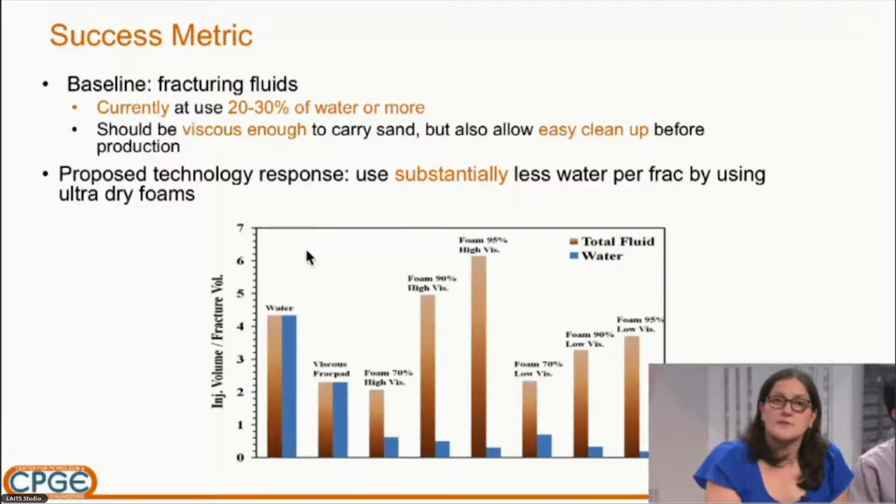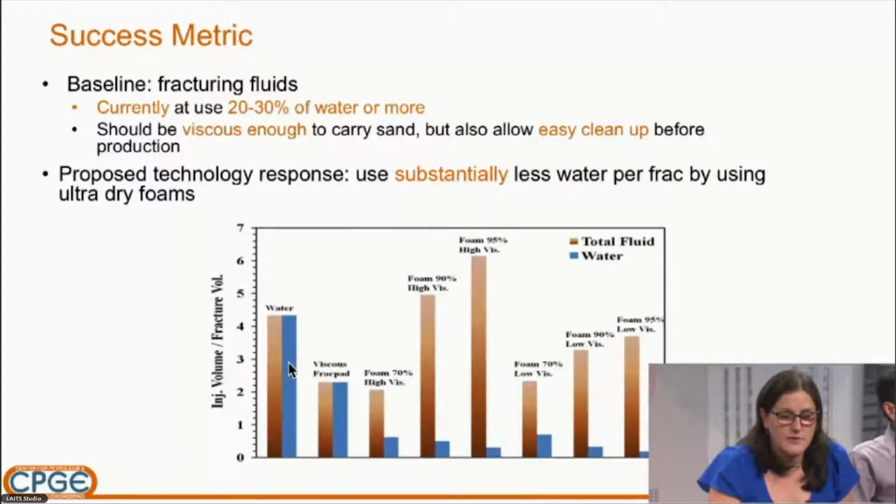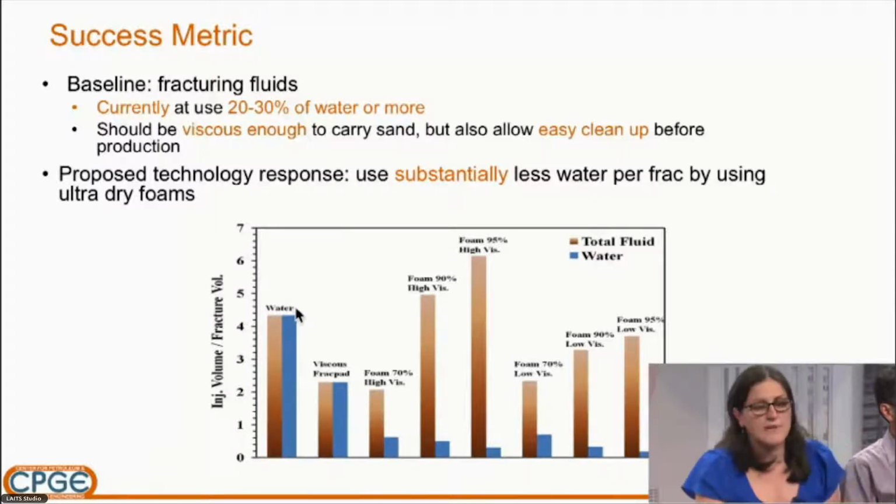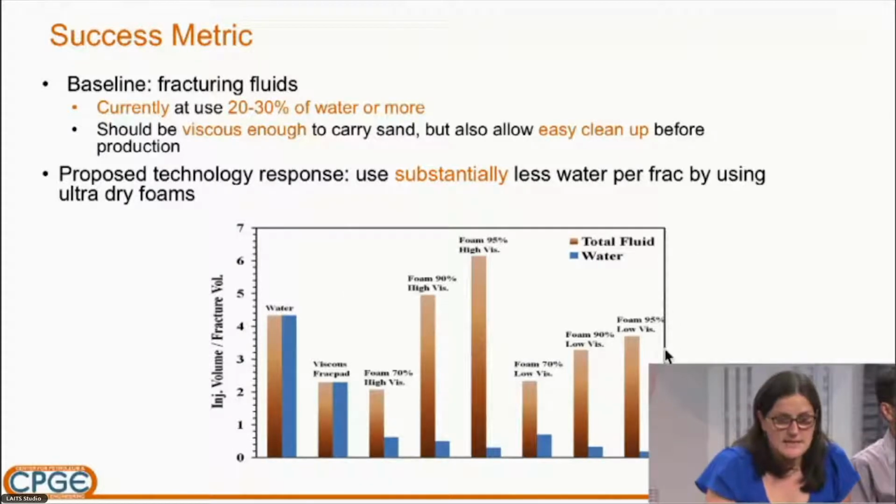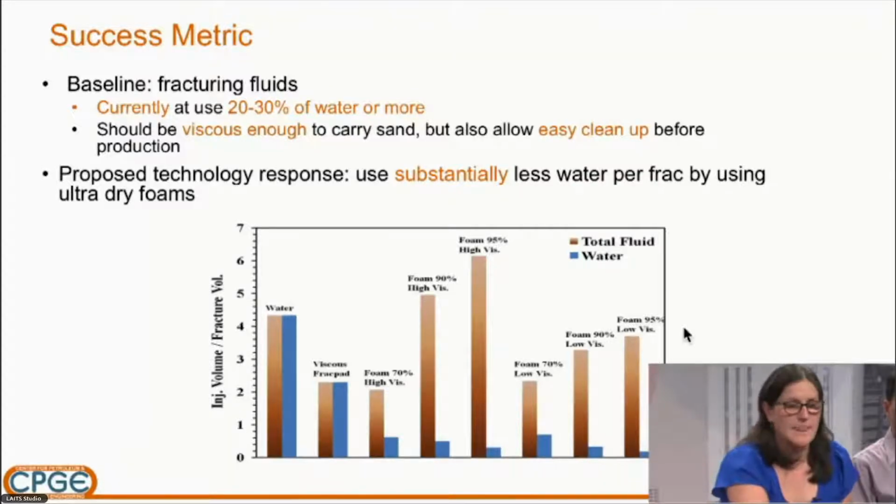So we are not necessarily going to reduce the amount of fluid that is used overall, which this schematic attempts to show. So basically this is injected volume normalized by the fracture volume produced. If you have just water, of course, your total fluid is water. What we are trying to get to in this high gas fraction or high quality foams is to reduce the amount of water that you have in the total injected fluid. So we are trying to use less water. Of course, we're not necessarily reducing the total amount of fluid used.